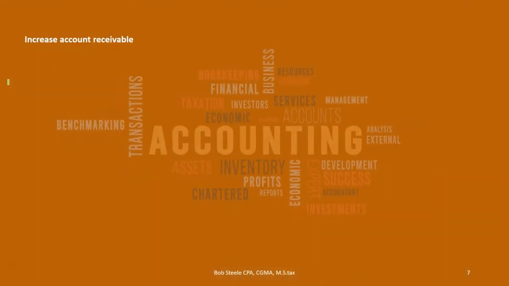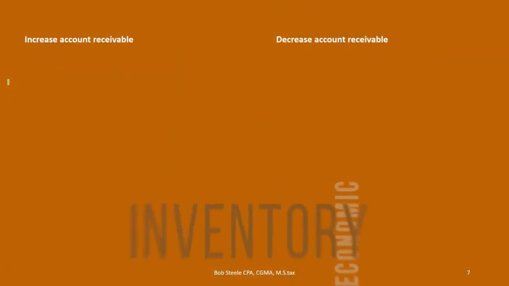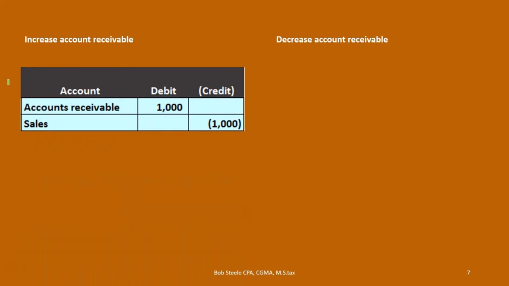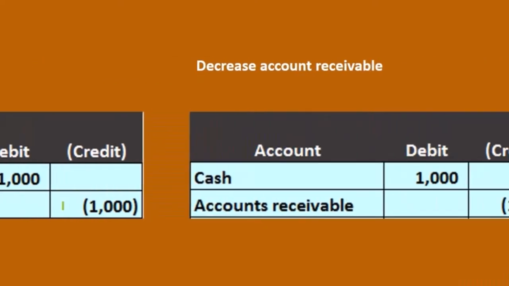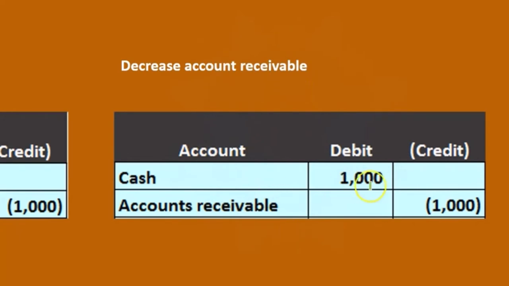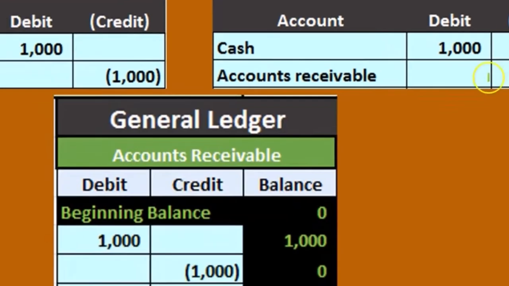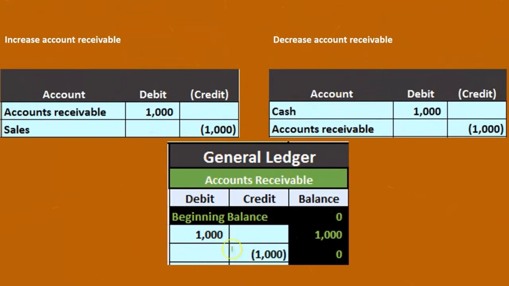What we want to do is think about what happens when we have an increase in accounts receivable, and what's the journal entry when we have a decrease in accounts receivable. When we have an increase in accounts receivable, we made a sale on account. Therefore, people owe us more money, and the receivables go up with a debit and revenue goes up with a credit. On the other hand, when we decrease accounts receivable, we receive cash and we reduce the receivable account. So in terms of the general ledger, we're gonna debit accounts receivable here on this transaction and credit accounts receivable here.